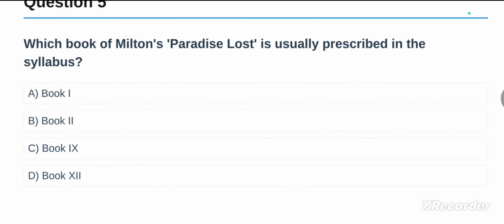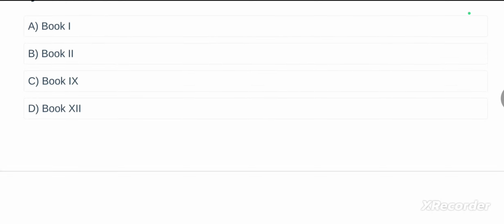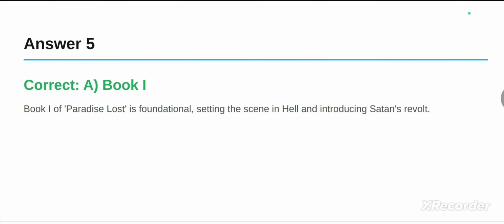Fifth question is, which book of Milton's Paradise Lost is usually prescribed in the syllabus? As you all know, the answer is Book 1. Book 1 of Paradise Lost is foundational setting the scene in hell and introducing Satan's revolt. And you all know this work is about God and good and evil, and the main characters are Adam and Eve, created by God.